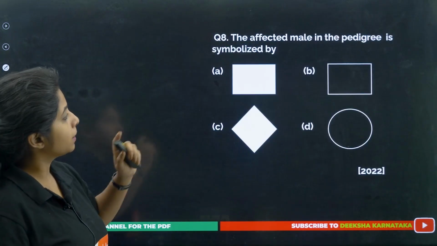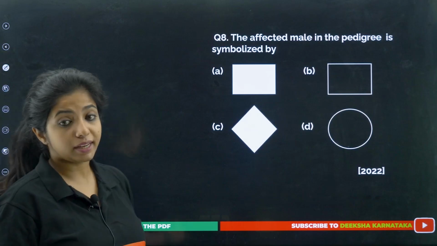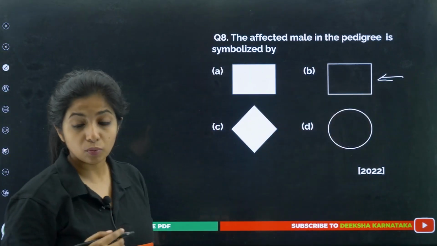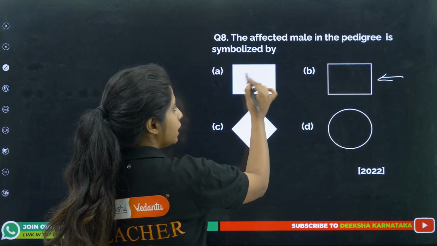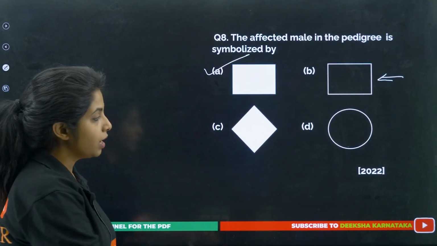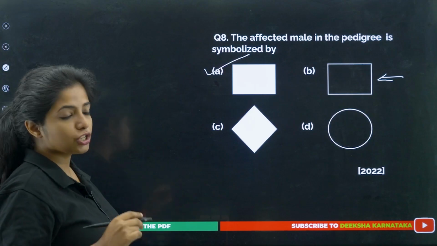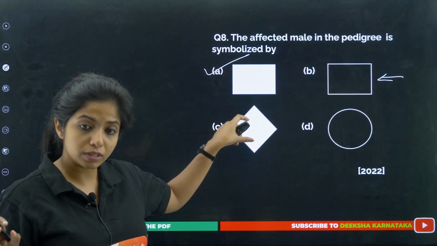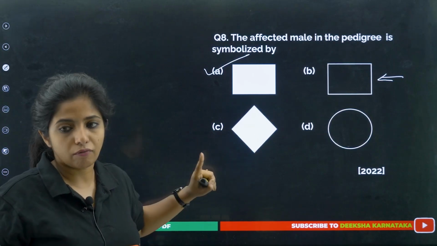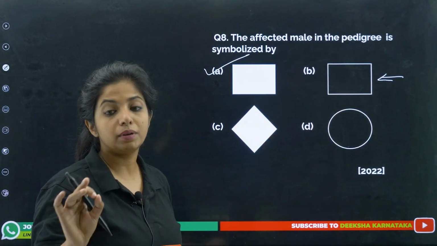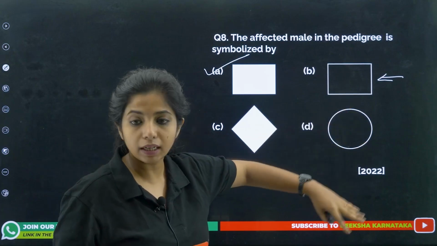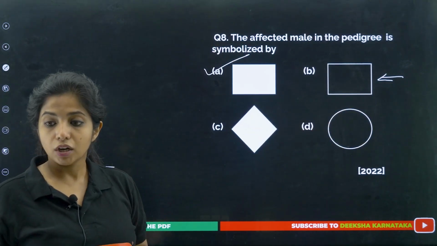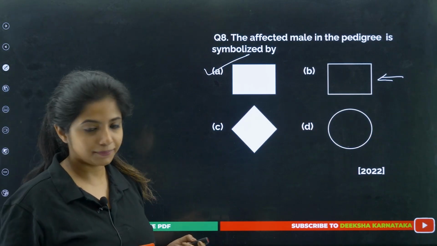Okay, next, the affected male in the pedigree is symbolized by. Males are usually symbolized by this shape. If you want them to be affected, then you have to color it. So this will be the answer. Now what does this shape mean? The sex is not specified, we do not know the sex. Here also it is colored, which means the person, whatever the sex, is affected. What is the meaning of this circle? It's a female. If I color the female, this female is affected. Over here I am talking about the affected male, and that means this. This came in 2022.